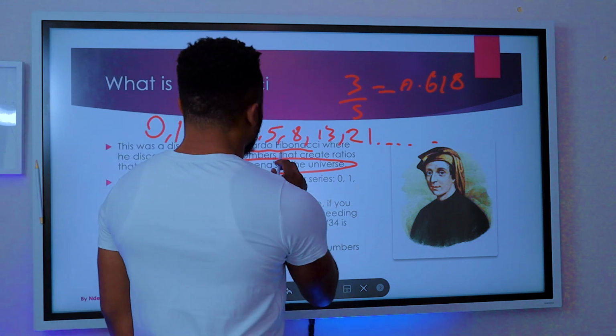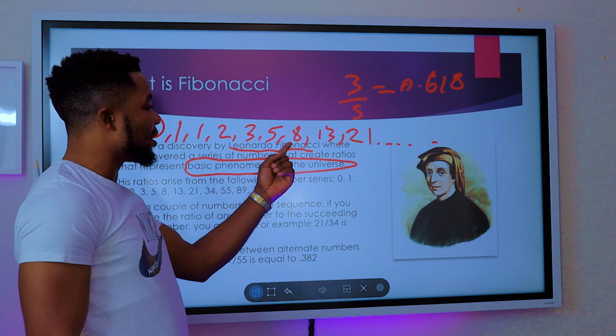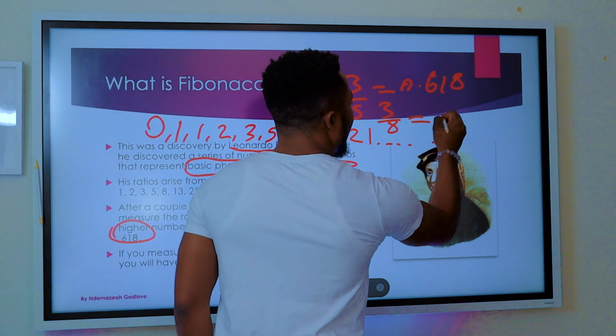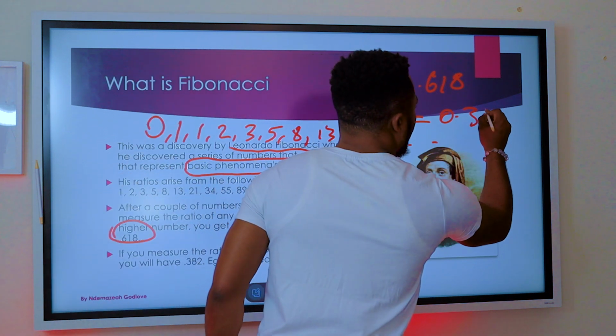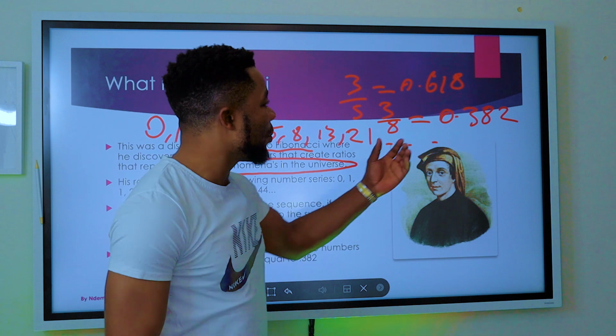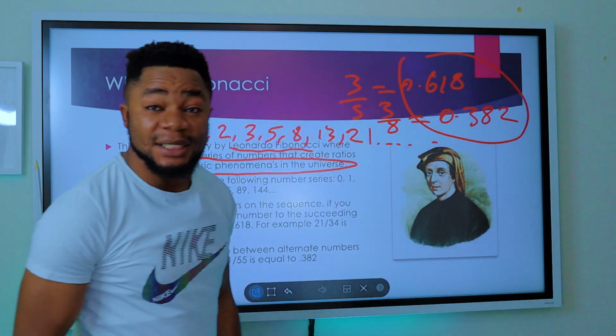And if I take 3, skip one digit, and divide by 8, 3 divided by 8, I'll have approximately 0.382. All right. So these two numbers are known as the Fibonacci magic numbers.